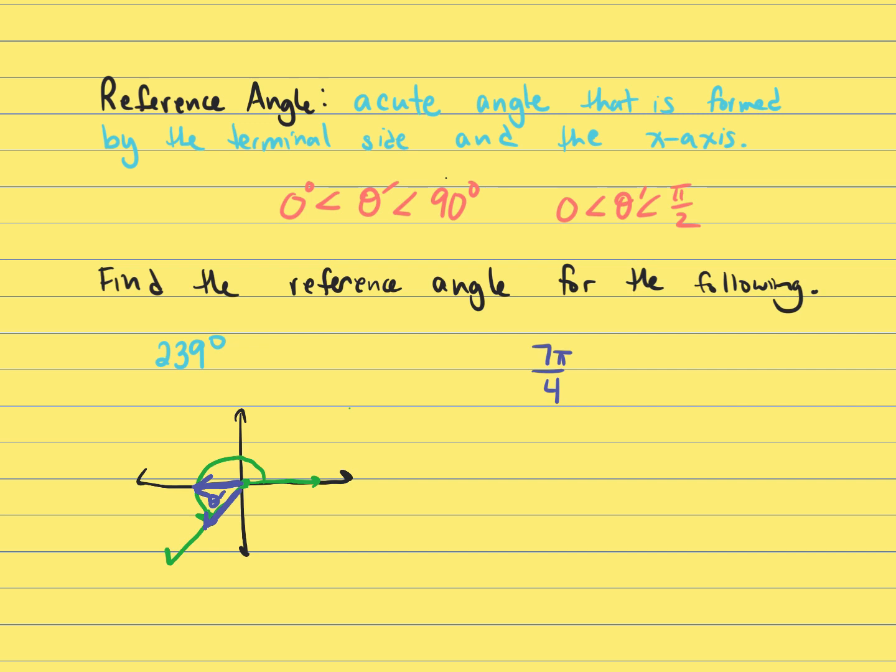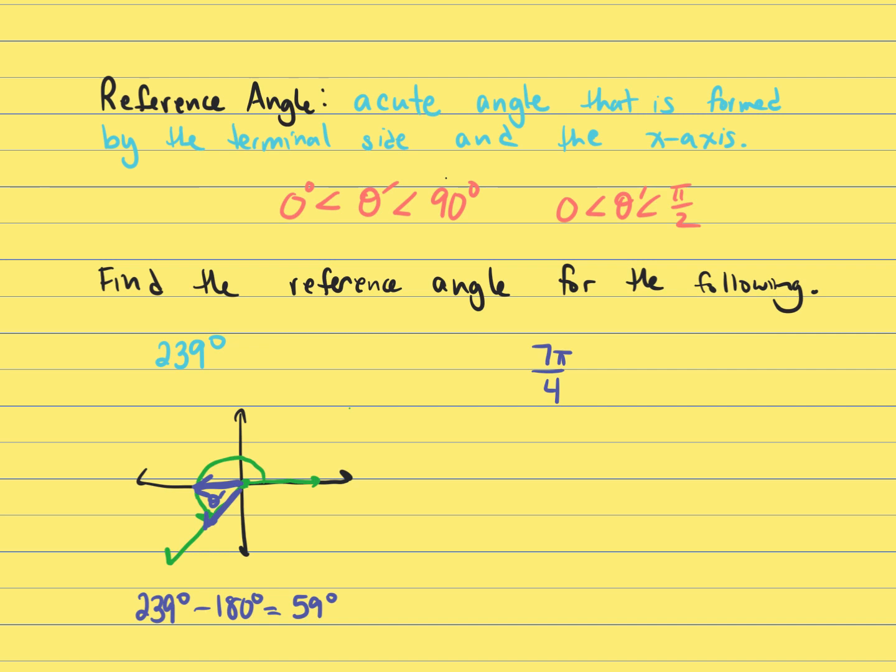So in this case, to find the reference angle, we'll do 239, which is the full angle, and then I'll just subtract out 180. So that's going to give me 59. So in this case, the reference angle is 59. Now in other quadrants, it might be much different.